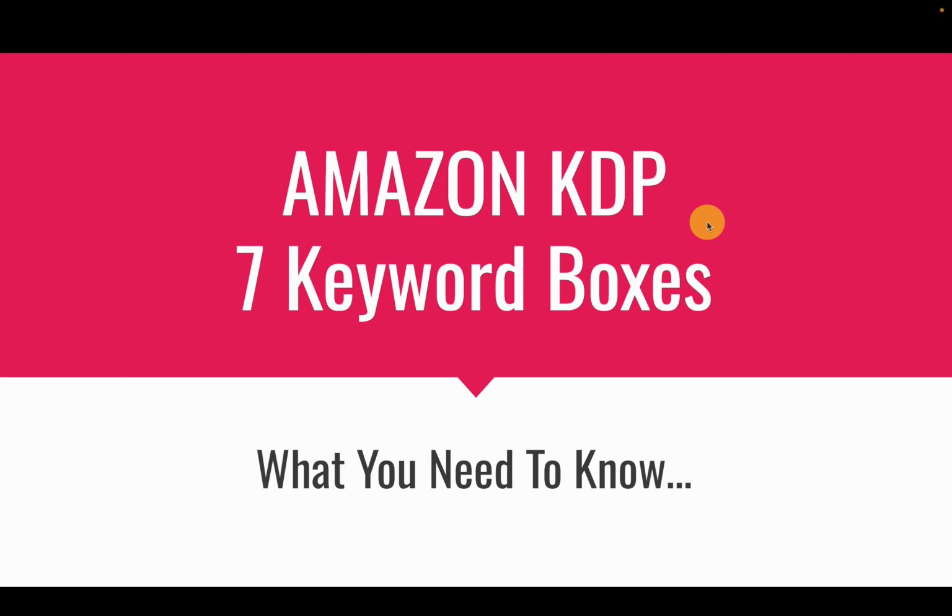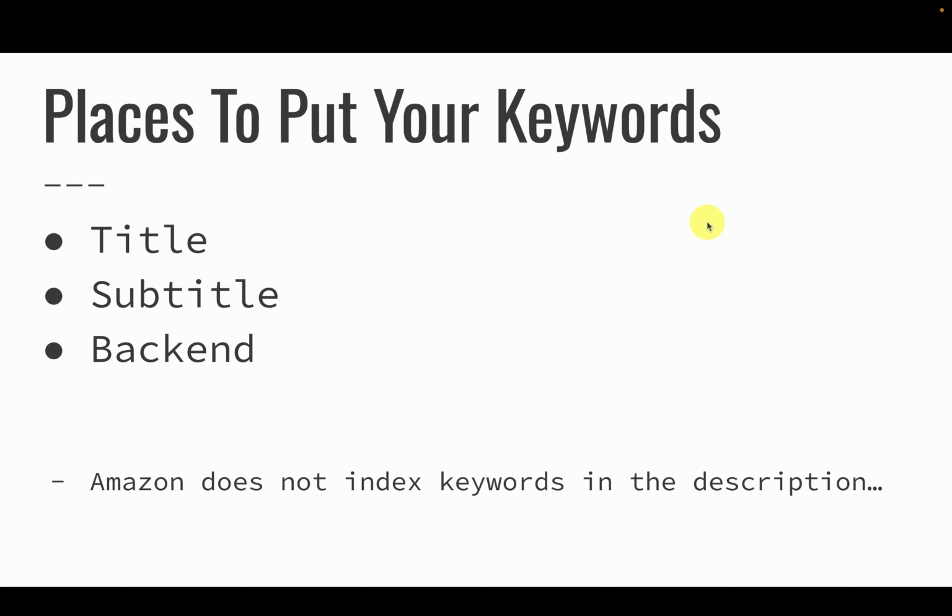Okay guys, so here's what you need to know about the 7 keyword boxes. The most important places that you want your keywords to be in are the title, the subtitle, or the back end, also known as the 7 keyword boxes, because these are the places that Amazon will index those keywords to show up on search results. Now, Amazon does not index keywords in the description, so you don't have to worry too much about this and just focus on putting your most important keywords in the title. The next is the subtitle, and then the back end 7 keyword boxes.